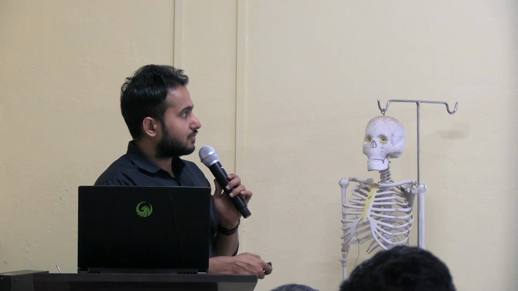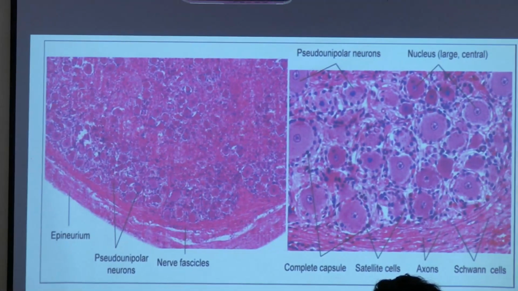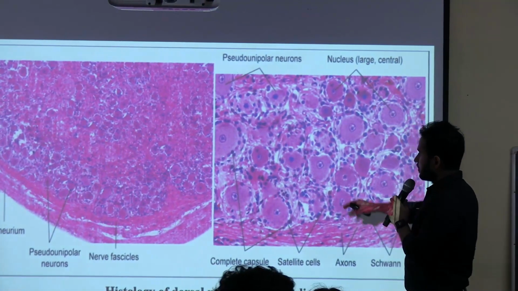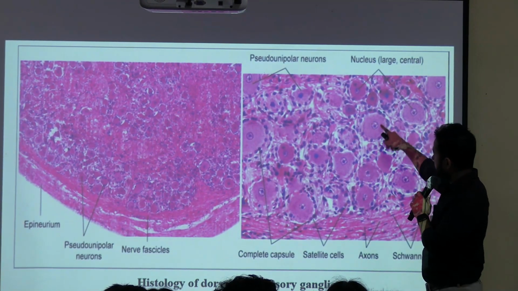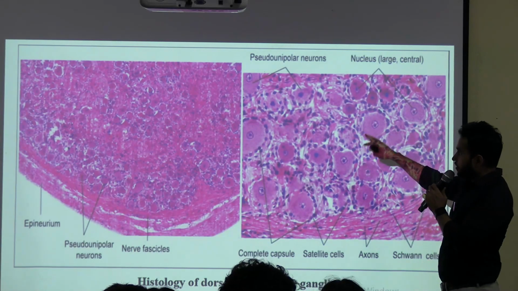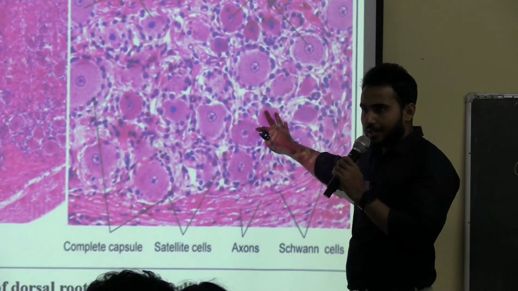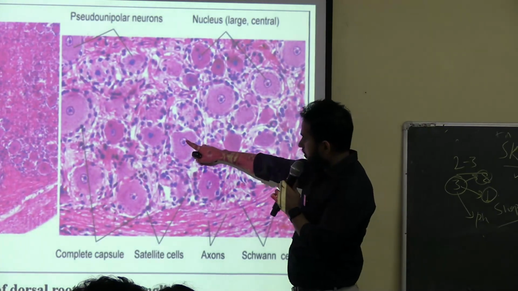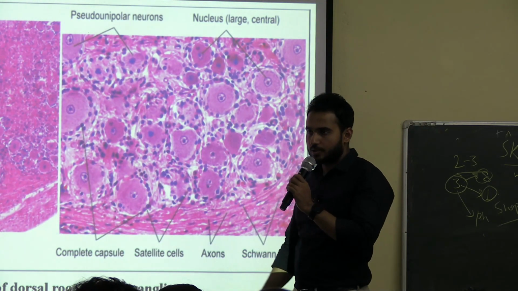Here you can see the diagram. This is a low magnification image. This is a high magnification image. Please concentrate over here. In the high magnification, can you see, these are the pseudo-unipolar neurons. Pseudo-unipolar neurons are present inside the sensory ganglia. The exception is vestibulocochlear, where bipolar neurons are present. Next, mostly you will see a centrally placed large vesicular nucleus.